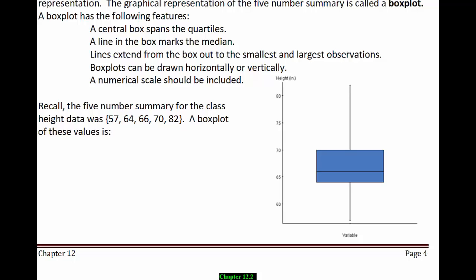A way to graphically depict the 5-number summary is called the box plot. Sometimes you'll hear this called the box and whisker plot. It's a plot of the 5-number summary. The box spans the quartiles. The line dividing the box is the median, and then the whiskers coming out of the box, below it and above it, are extending to the minimum and the maximum observation. So if the 5-number summary for our class data was 57, 64, 66, 70, and 82, we can label those on this box plot. So right down here at the bottom of the bottom whisker is our minimum.